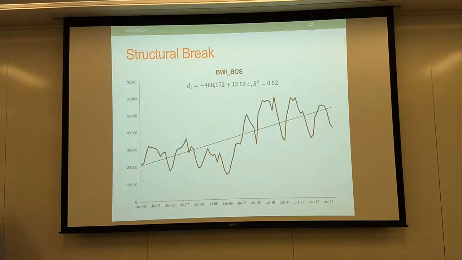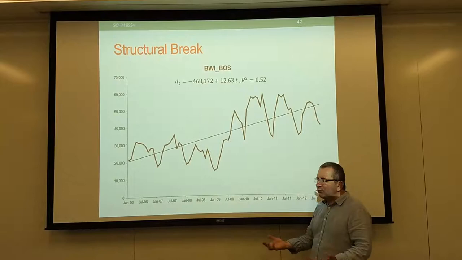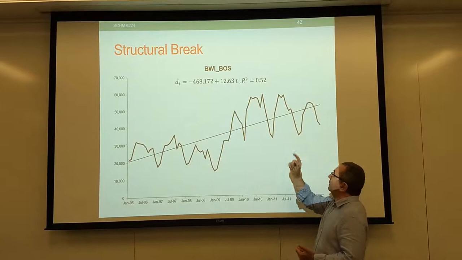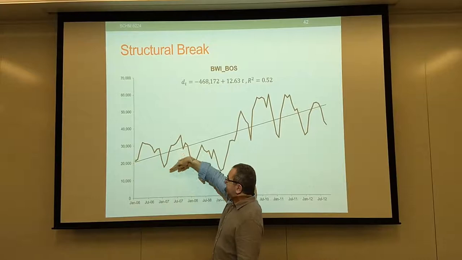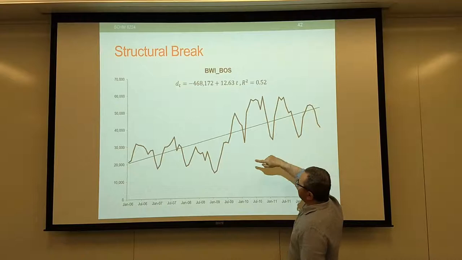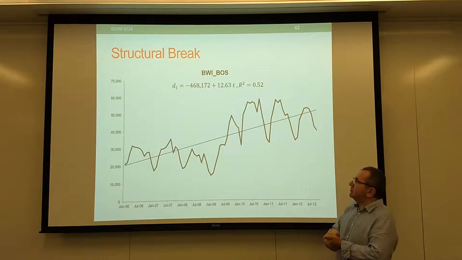So let's try to forecast this time series using regression analysis. And so far, we've used regression analysis to estimate a straight line. Now this time series is very quirky. This time series has seasonality here. This time series has a trend. This time series has a structural break. Like, how can a straight line properly represent this time series, right?